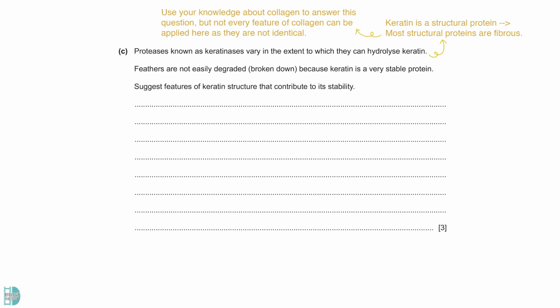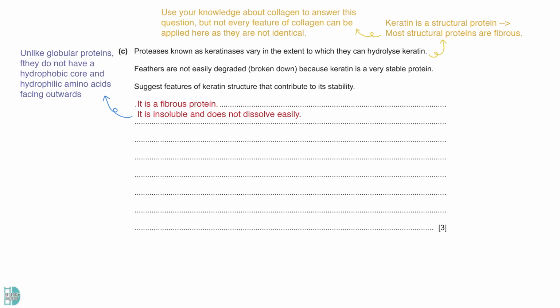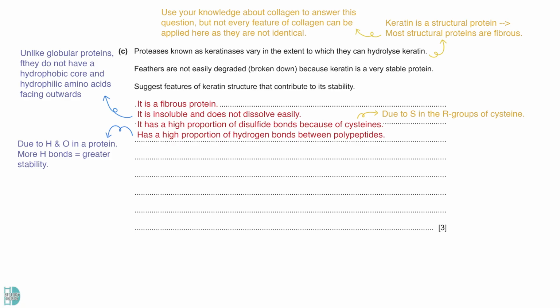Unlike globular proteins, fibrous proteins do not have a hydrophobic core and hydrophilic amino acids facing outwards. So, they are insoluble and do not dissolve easily. Since keratin has a high proportion of cysteine, there will be a high proportion of disulfide bonds. They form between the sulfur in the R groups of cysteine. The presence of hydrogen and oxygen in a protein allows a high proportion of hydrogen bonds between polypeptides. When many hydrogen bonds form between them, the stability increases.